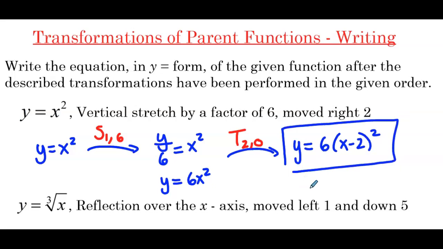This allows us to bring up a reminder that our function is always telling us how to get back to the parent function. So if we're adding 2 in our translation, the function is going to subtract 2 from the x values to get back to the parent function. If we're multiplying the y values by 6, then we're dividing by 6 in the function to get back to the parent function.